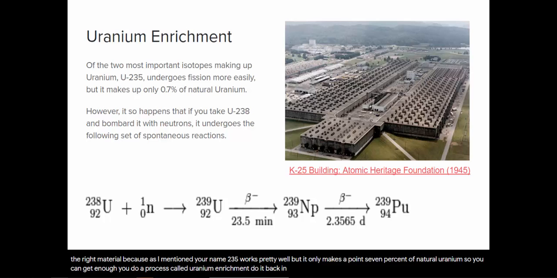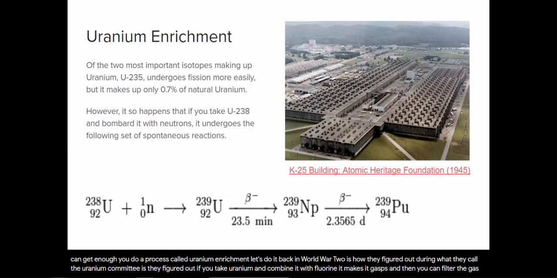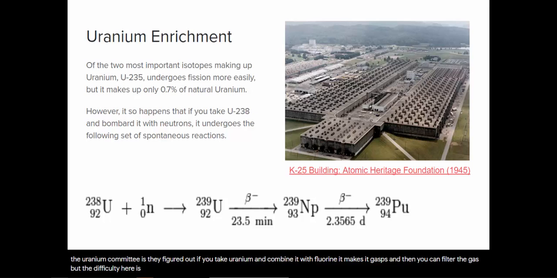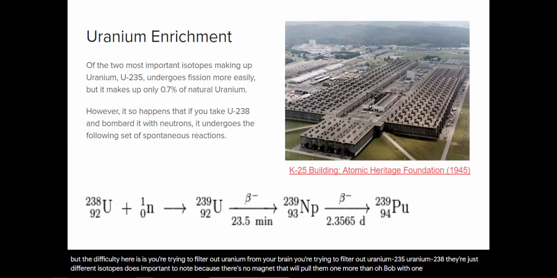Back in World War II, during what they call the Uranium Committee, they figured out that if you take uranium and combine it with fluorine, it makes a gas, and then you can filter the gas. But the difficulty here is you're trying to filter out uranium from uranium. You're trying to filter out uranium-235 from uranium-238. They're just different isotopes. That's important to note because there's no magnet that will pull on one more than the other. There's no chemical that will bond with one more than the other.